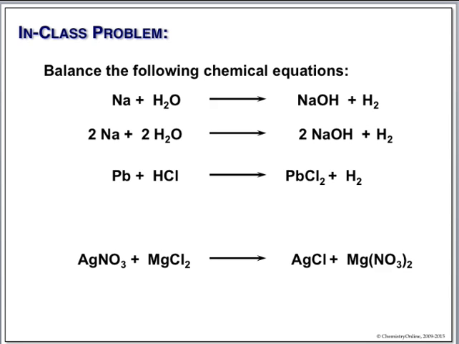Lead reacts with HCl to give lead 2 chloride and hydrogen gas. Not real well, but it does. Again, we have 1 chlorine, we have 2 chlorines, 1 hydrogen, 2 hydrogens, 1 lead, 1 lead. I think all we need to do is double the amount of HCl. That'll give us 2 hydrogens and 2 chlorines. Yep, that worked.